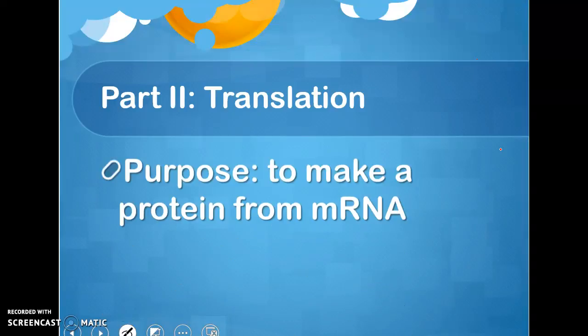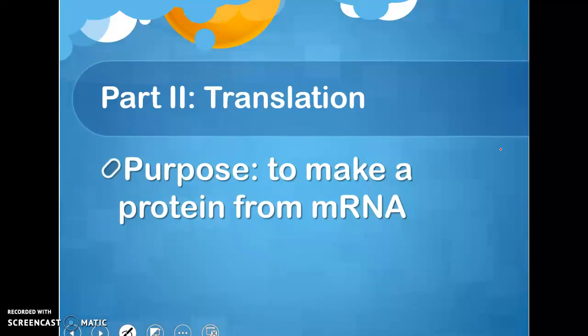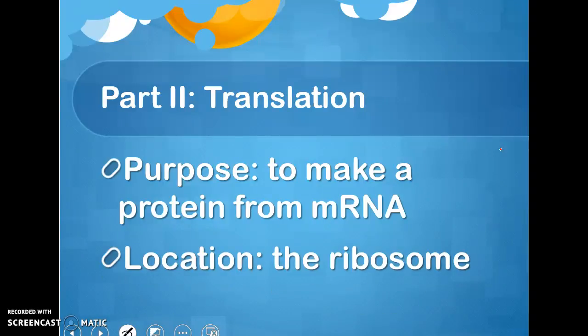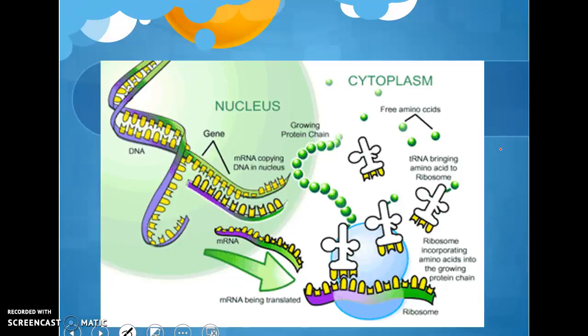So after that, we have to translate the message. So this is when Mary leaves the gel cell and takes it to the school or to the ribosome. Translation. So I'm translating what I wrote down. I'm translating what mRNA is telling me to do. To make a protein from mRNA. That's the purpose. This is located at the ribosome. So let's review where the ribosome is. It's going to be free floating in the cytoplasm.